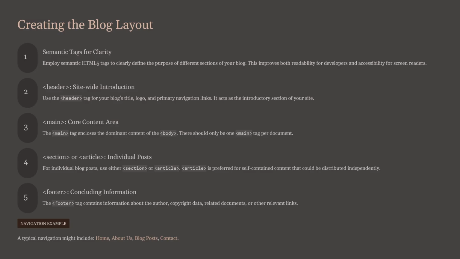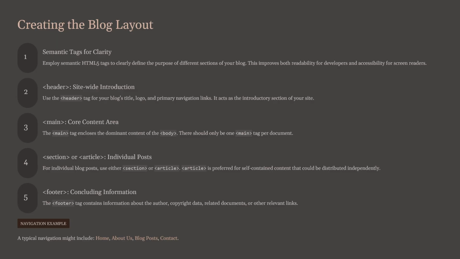Blog layout. So here are semantic tags for clarity. Employ semantic HTML5 tags to clearly define the purpose of different sections of your blog. Header, site-wide introduction. Use the header tag for your blog title, logo, and primary navigation links. Main, core content area. The main tag encloses the dominant content of the body section or article.